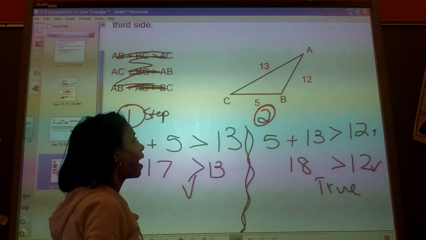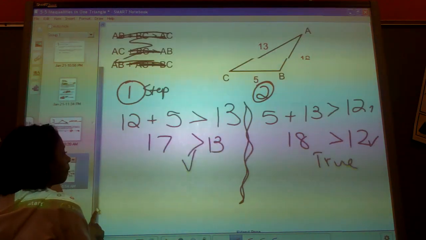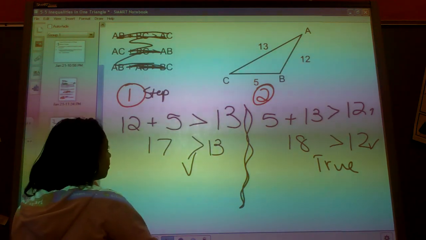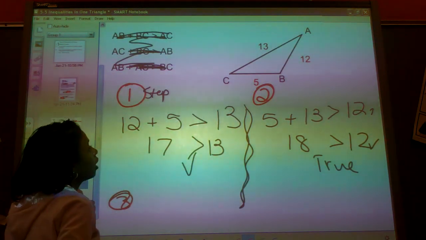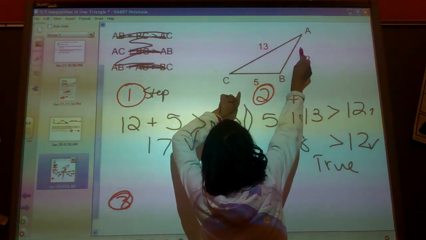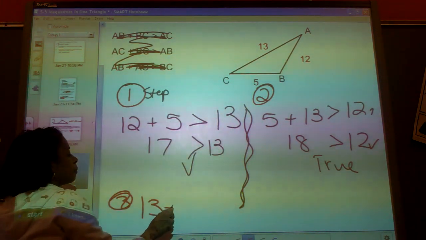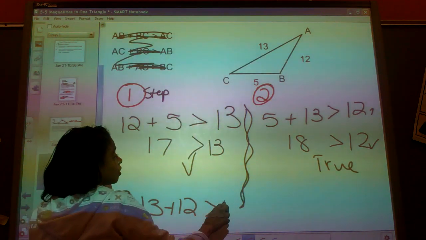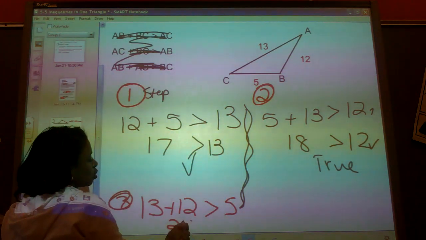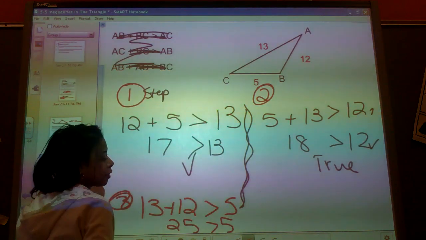Now I need to check the last remaining one. And my third remaining one is simply going to be the AC and the AB. And that's going to be 13 plus 12. It must be greater than the 5, and it is because 25 is greater than 5.